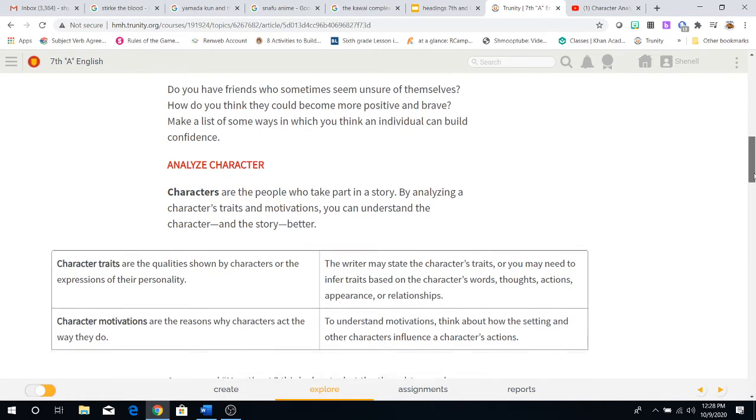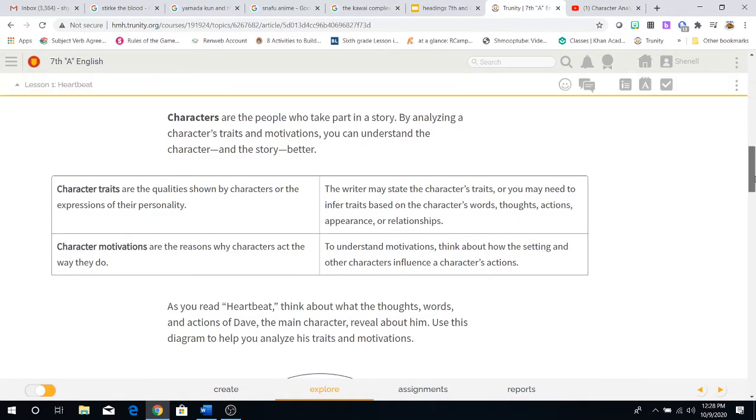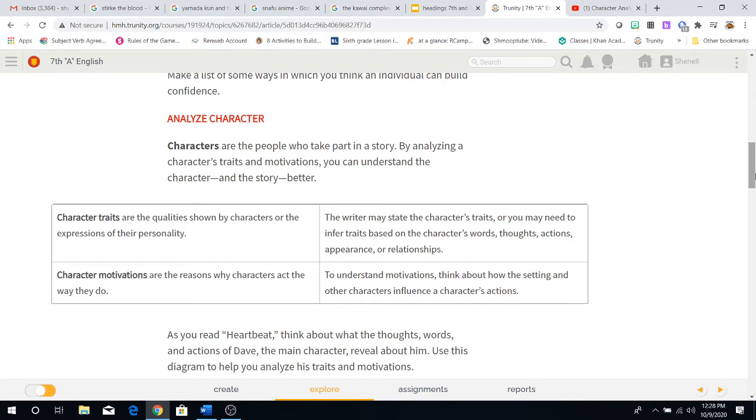Once you guys are done with that, we're going to move on to analyzing the character. Characters are the people who take part in a story. By analyzing a character's traits and motivations, you can understand the characters and the story better. So when you focus on the character traits, we're focusing on the qualities that the characters show us or express from their personality. For example, the writer may state the character's traits, or you may need to infer those traits based on characters' words, thoughts, actions, appearance, and relationships.